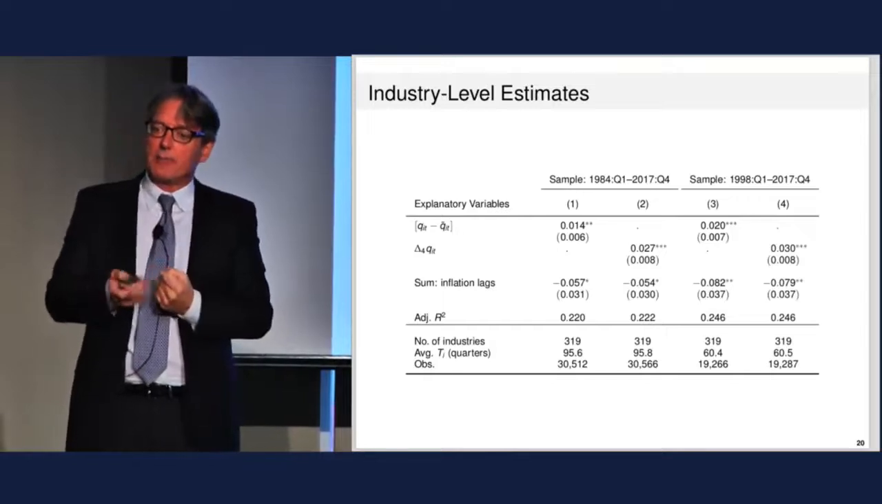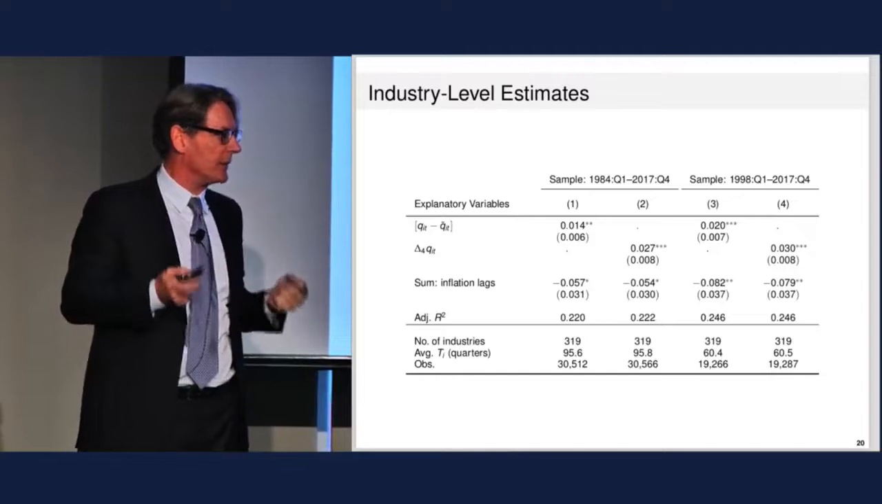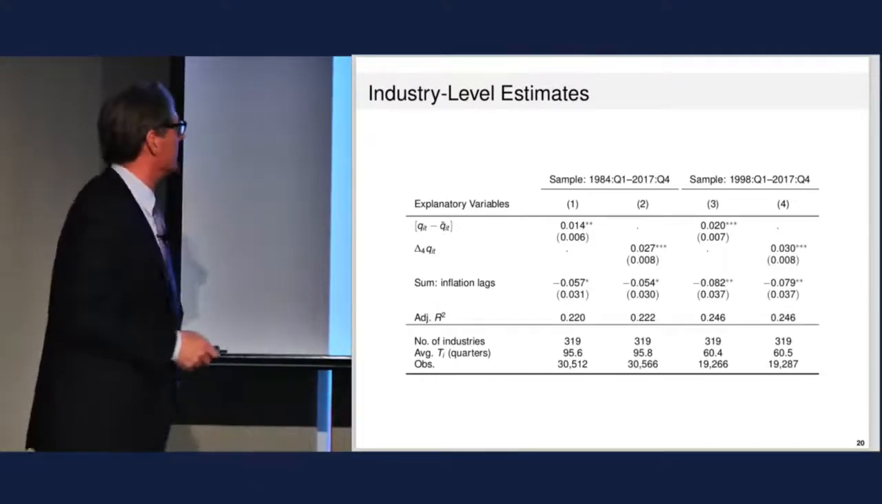But they're actually very representative of the coefficients that you would estimate in the aggregate over the sample period for which we have the data. So they actually don't look that different from the aggregate estimates in that sense, okay?